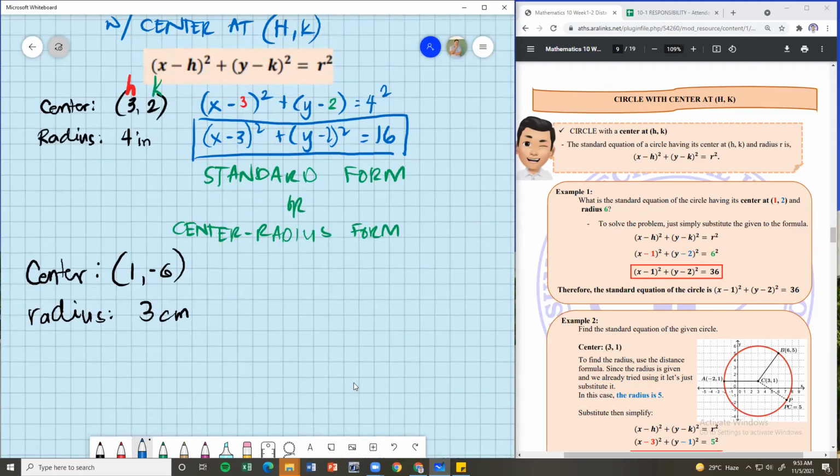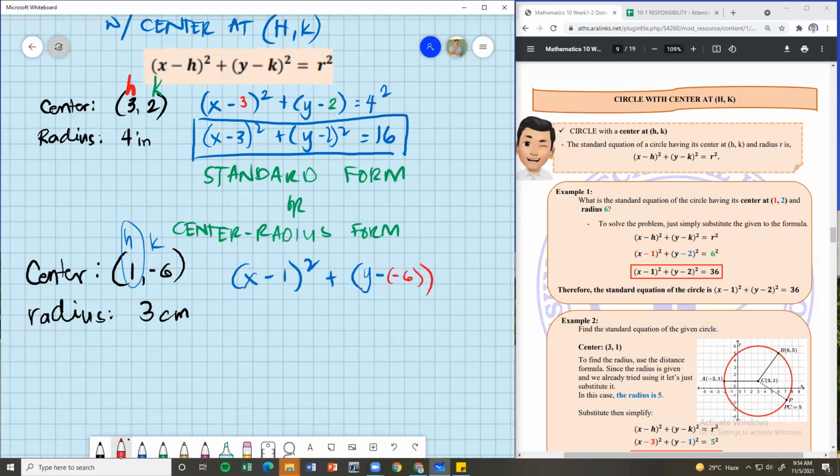So, just to show you the process we have here, you're correct. We have x minus h, this is h, this is k. Positive, h is positive, no problem. (x minus 1) squared. That's plus the y minus, oops, it's a negative 6.